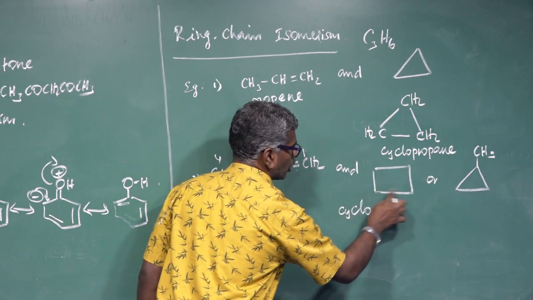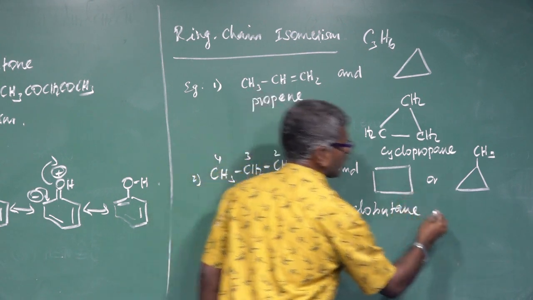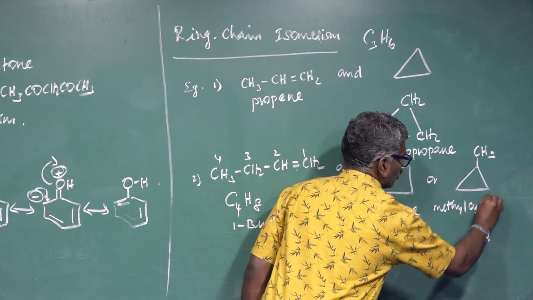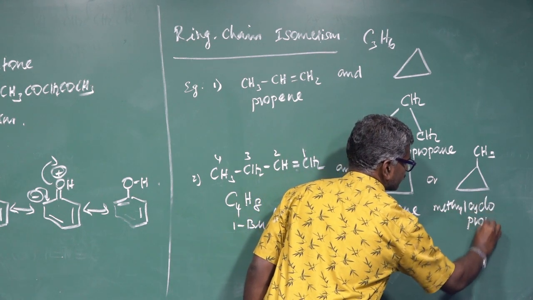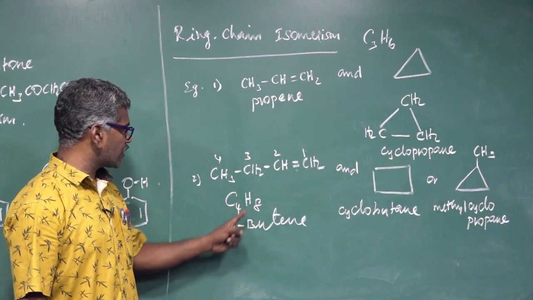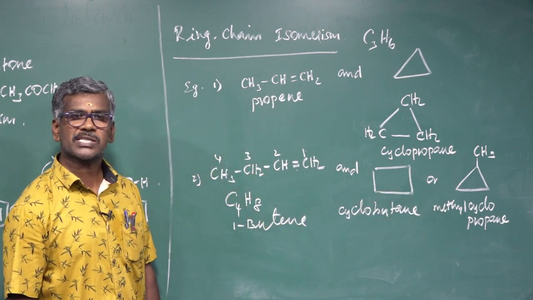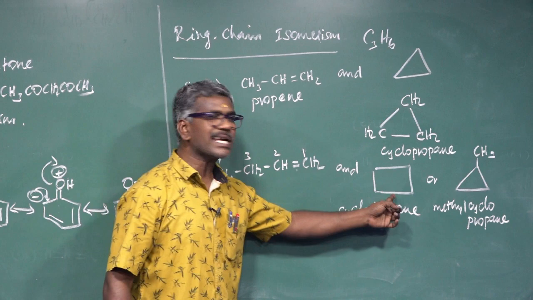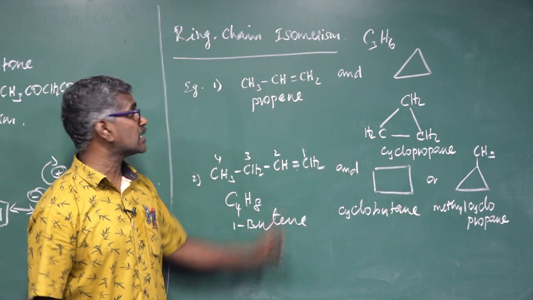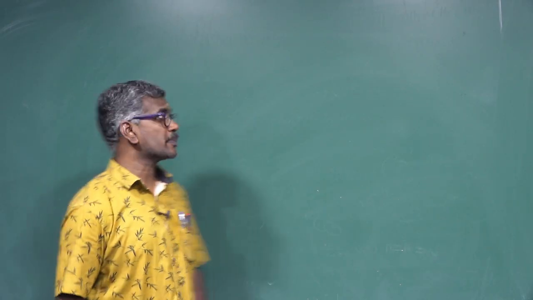This name, totally how many carbon atoms? 1, 2, 3, 4. Butane. This one, methylcyclopropane. What is the definition of ring chain isomerism? Compounds having the same molecular formula but possessing open chain or cyclic structures are known as ring chain isomers. The phenomenon is known as ring chain isomerism. Last isomerism, isotopic isomerism.